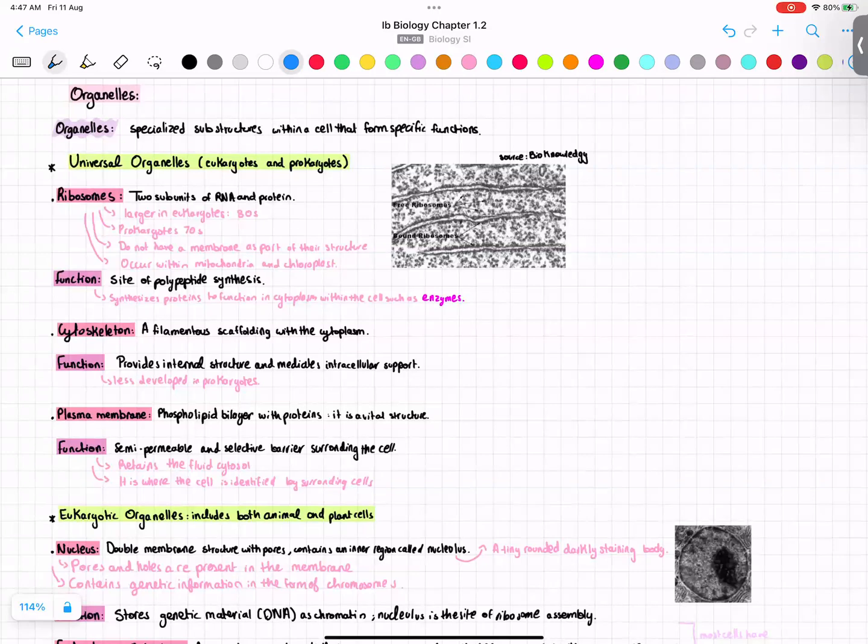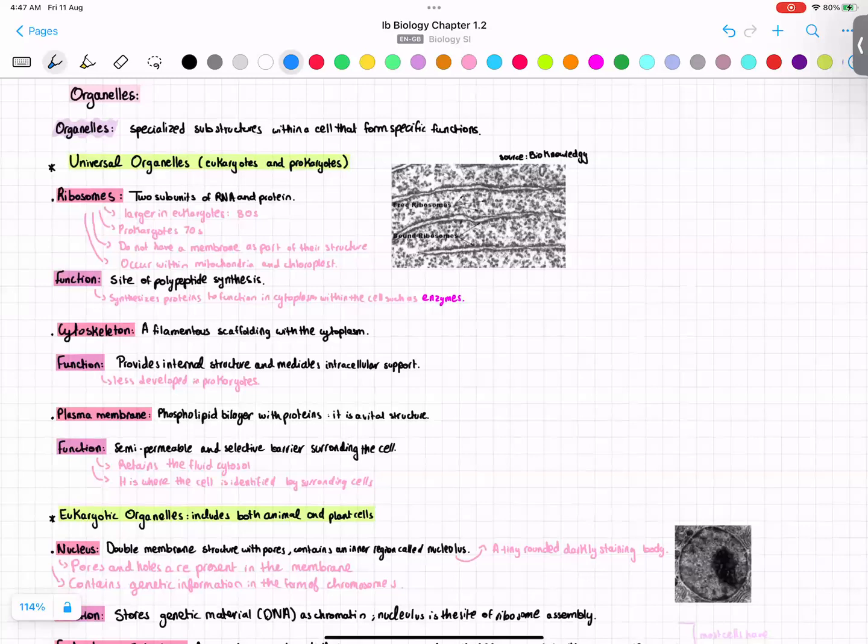Now, an organelle is a specialized structure within a cell that performs a specific function. Now we have to discuss universal organelles, meaning that they are in both eukaryotic and prokaryotic cells. Always keep in mind that you are given these different types of tables throughout the years. They always give it in the IB exams, different tables with different organelles, and you have to figure out which one is suitable for the eukaryotes and the prokaryotes.